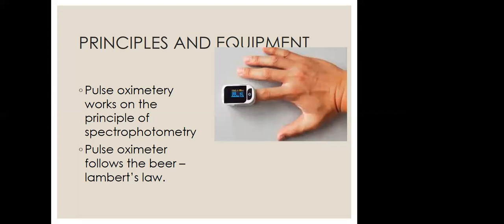It absorbs infrared or red light for oxygenated blood or deoxygenated blood. Basically, it determines the proportion of the hemoglobin that is saturated with oxygen in peripheral arterial blood. Two different wavelengths of light, 660 and 940 nanometers, are absorbed. On one side there is a light emitting diode, and on the other side there is a detector that detects how much light is absorbed, and it is digitally presented, and the waveform is made on the monitor.